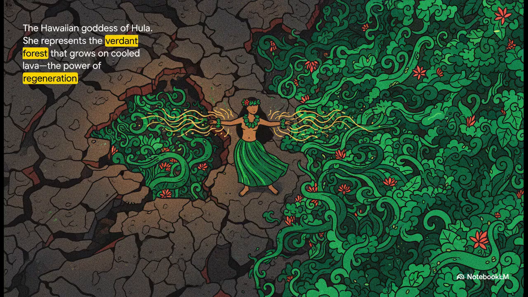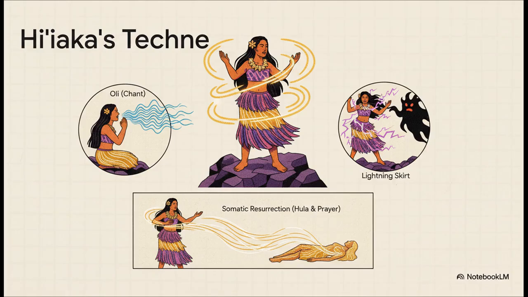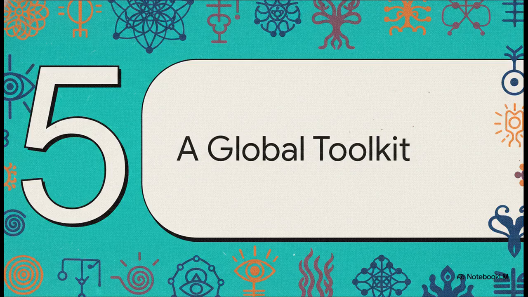So we've gone from managing memory with our hands to healing with our entire body. Let's meet Hia'aka, the younger sister of the famous Hawaiian volcano goddess Pele. While Pele is all about that destructive lava flow, Hia'aka is the lush green forest that grows back on the cooled rock. She's the patron of hula, and her techne is what's called somatic resurrection. She literally brought her sister's lover back from the dead, not with some magic spell, but by using continuous chanting, prayer, and movement to gather up his scattered spirit and put it back in his body. She teaches that we can use rhythm and voice and our own bodies to bring the dead parts of ourselves back to life.